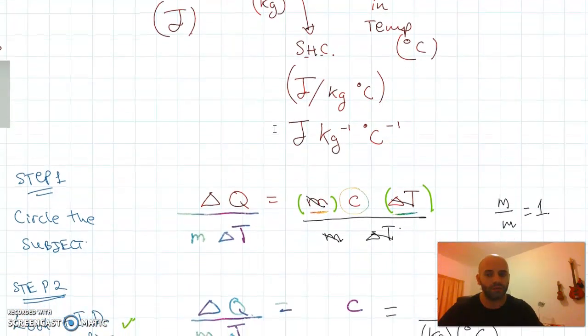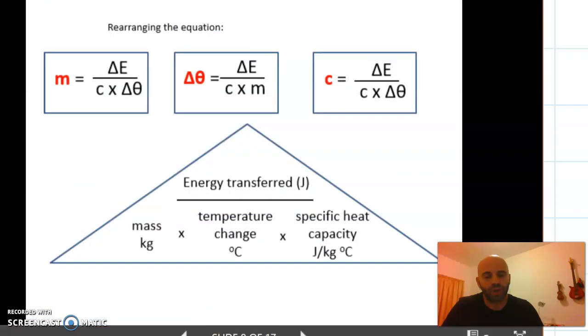Okay. Now, I'm just going to pause this and show you in the other way. For those of you who really struggle with algebra, you can put this into a triangle, and this is just taken straight from the PowerPoint on the previous slide. So you can see the specific heat capacity equation is put into a triangle here. You've got your change in energy, or your energy transferred, on top, mass and change in temperature, and your specific heat capacity C is here.